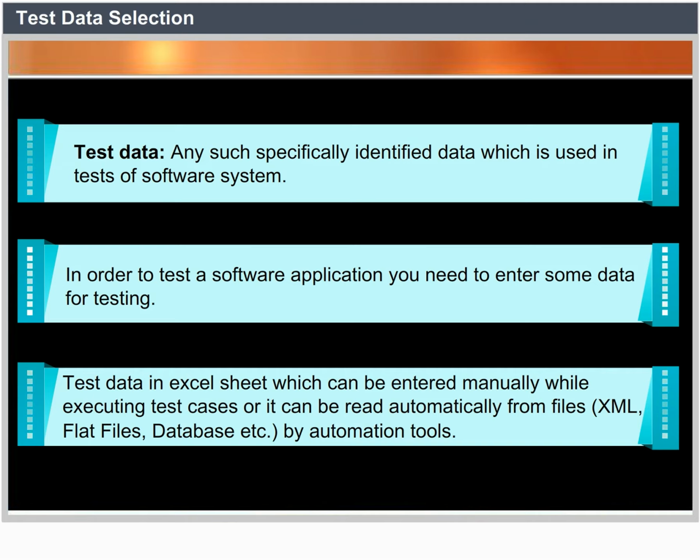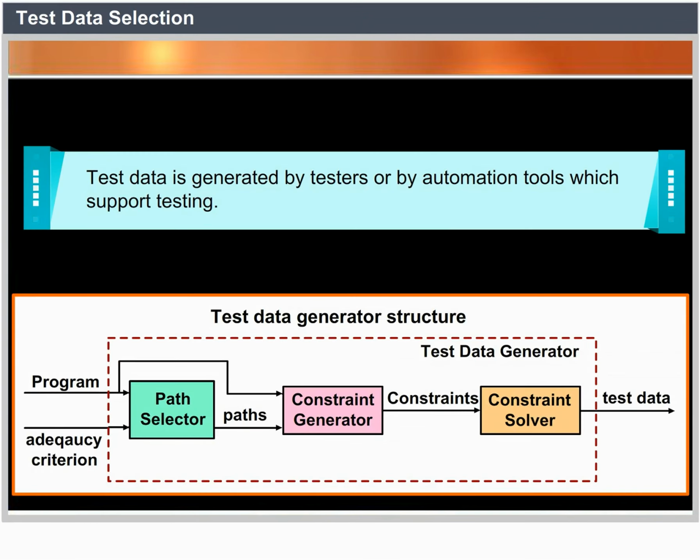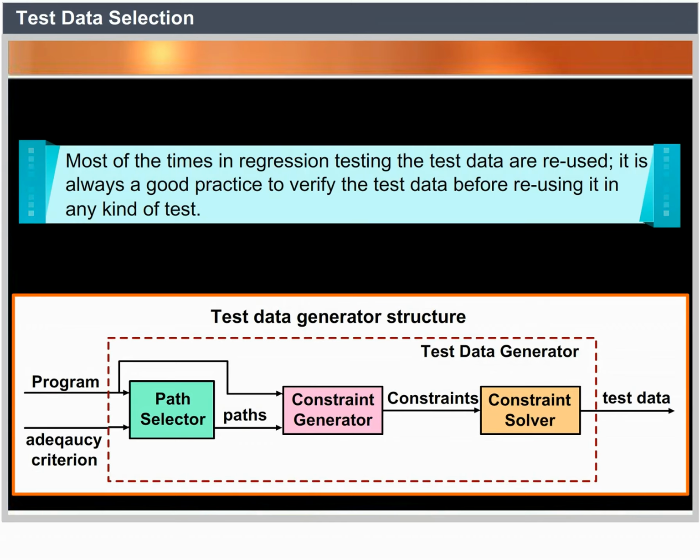Test data is used to confirm the expected result. When test data is entered, the expected result should come, and some test data is used to verify the software's behavior on invalid input data. Test data is generated by testers or by automation tools which support testing. Most of the time in regression testing, the test data is reused. It is always a good practice to verify the test data before reusing it in any kind of test.